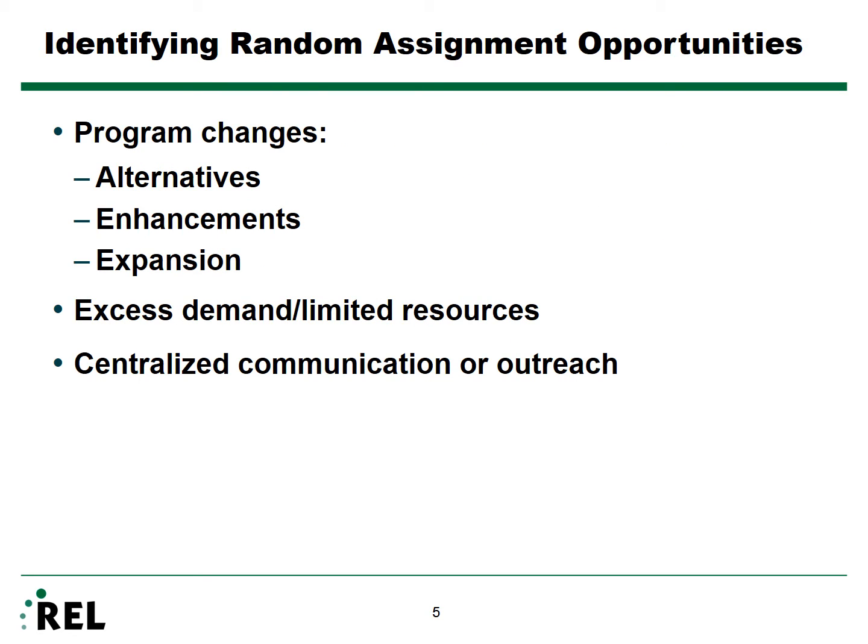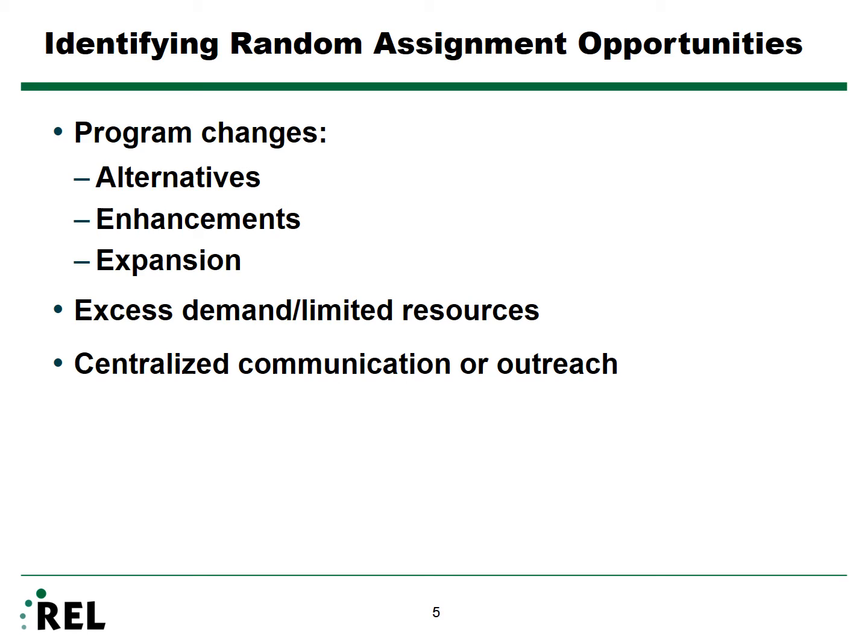So let's turn to focus on how to identify a random assignment opportunity in your own context. One type of opportunity involves programmatic changes, either implementing alternative approaches, enhancing a current approach, or expanding a current approach to new populations. The central question here is, can we make what we currently do better?